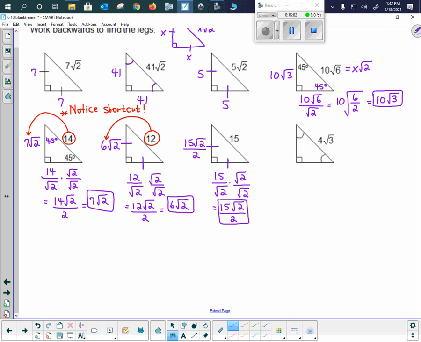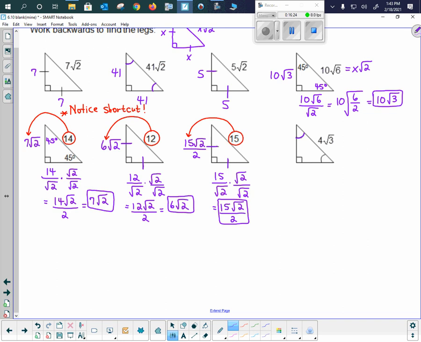Let's check out our shortcut. Did it work? Should I be able to take this and cut it in half? Well, 15 in half is 15 halves, and multiply it by root 2. Yeah, if you start recognizing that pattern, guys, go for it. Okay? We want to get you as fast at these as possible.